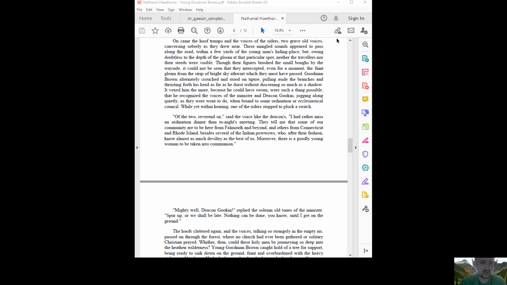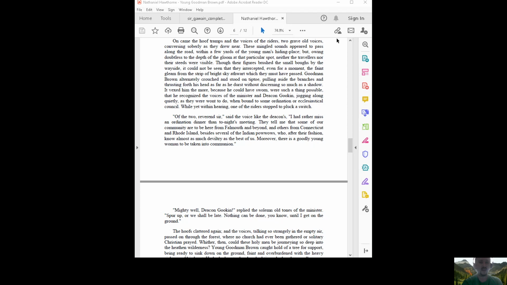It vexed him the more because he could have sworn, were such a thing possible, that he recognized the voices of the minister and Deacon Gookin, jogging along quietly as they were wont to do when bound to some ordination or ecclesiastical council. While yet within hearing, one of the riders stopped to pluck a switch.